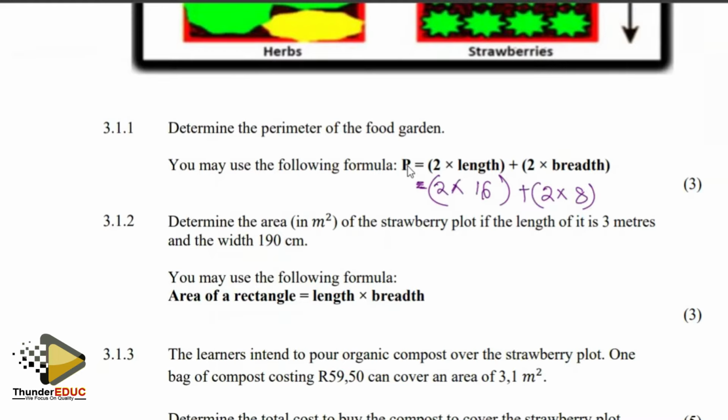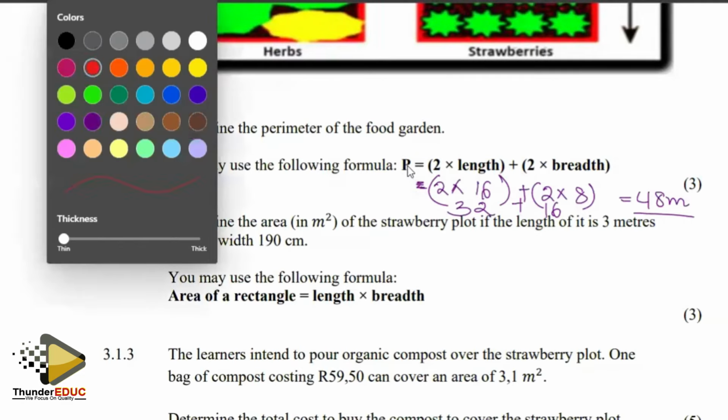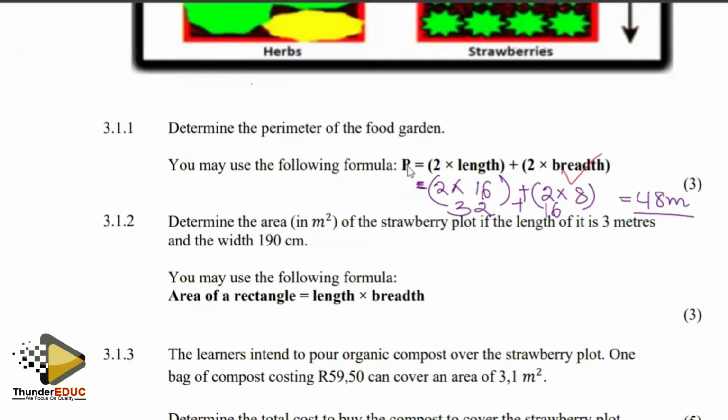So this is 36. Sorry, 32. 32 plus 16. Your answer becomes 48 meters because it's perimeter. Don't forget the units. So definitely, the way I've just given it to you, if you substitute here and simplify here, you have the final mark here. All right, that's how we get to the answer.